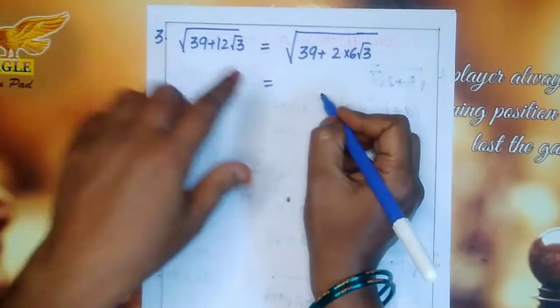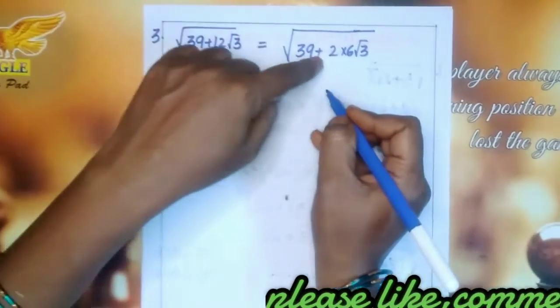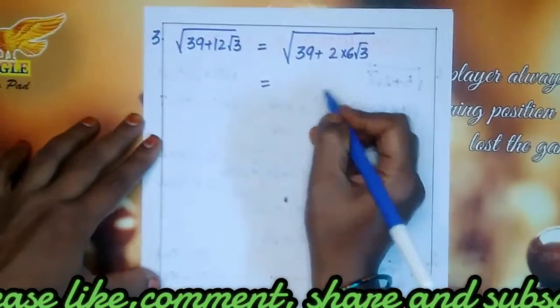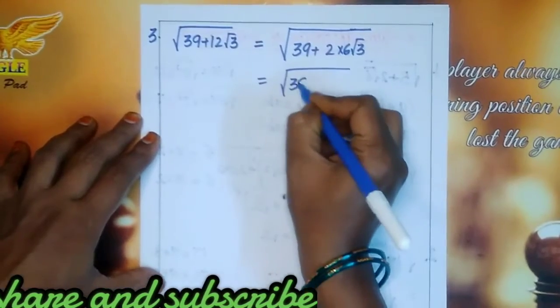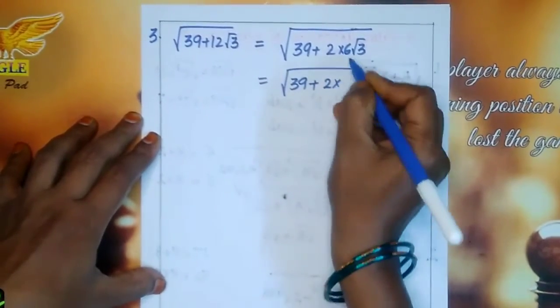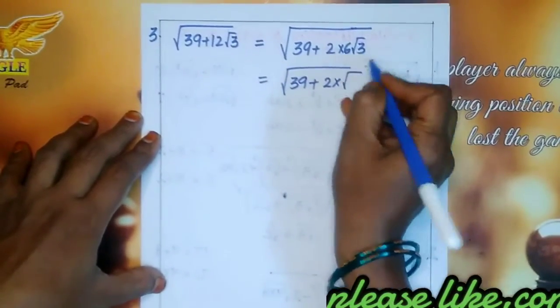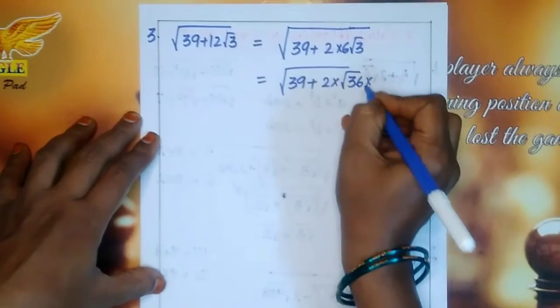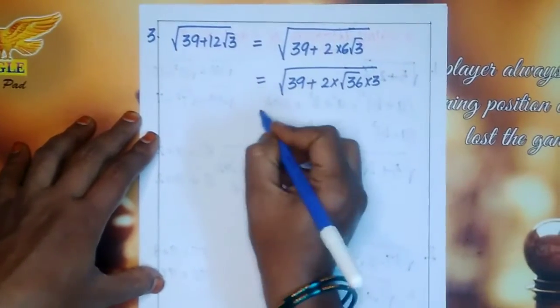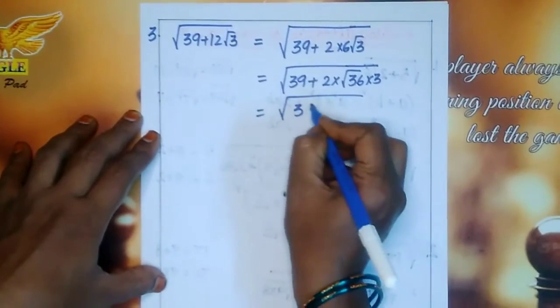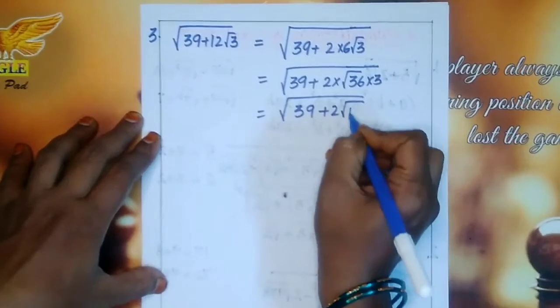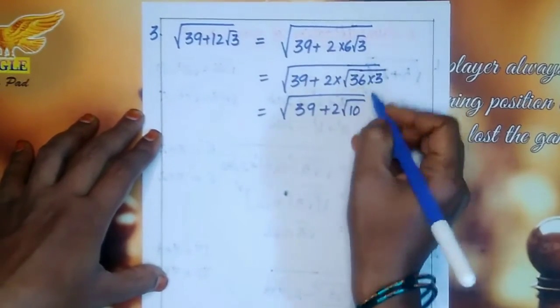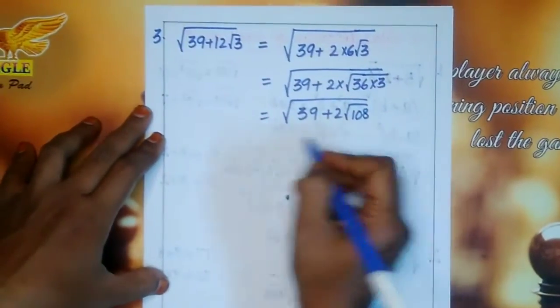Because we have to use that identity, no? That means we need the 2ab term, so we arrange it like 2 into 6. Now square root of 39 plus 2 into 6 will go inside and 6 becomes 36. 36 into 3. Now square root of 39 plus 2 into square root of 108. 36 3s are 108.